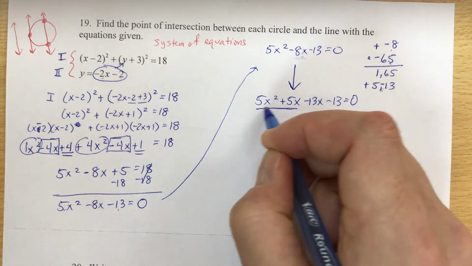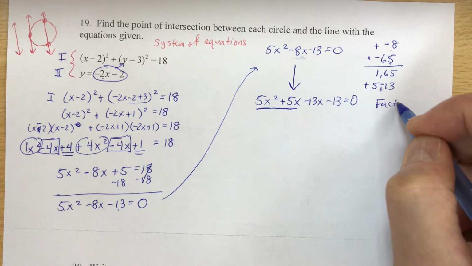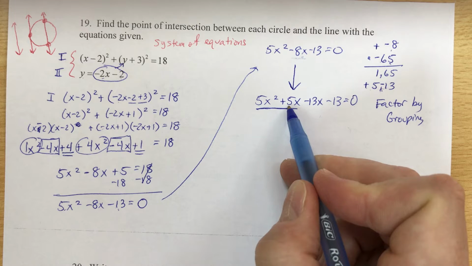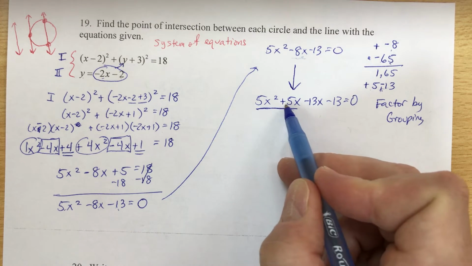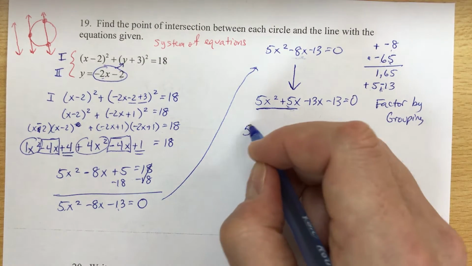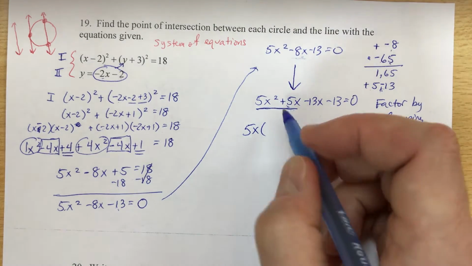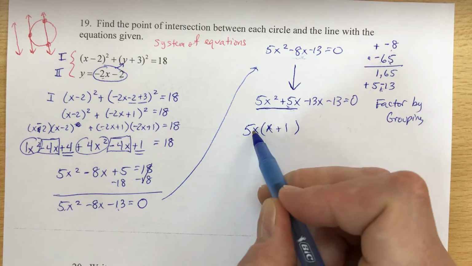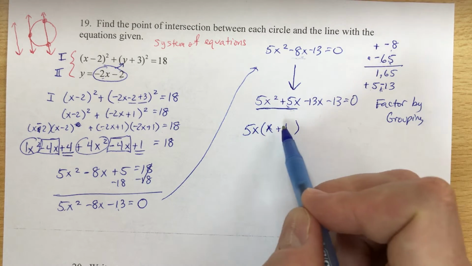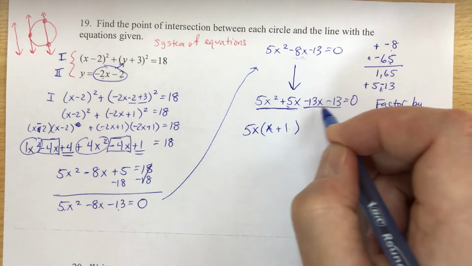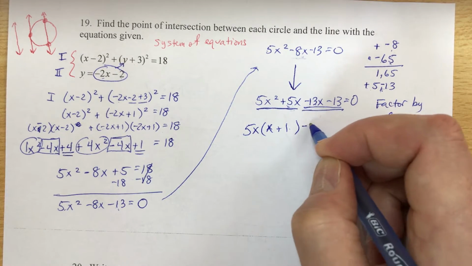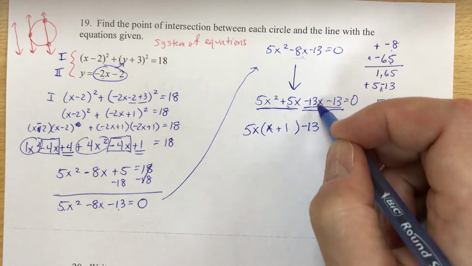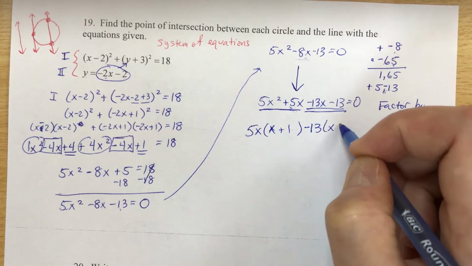Now, I'm going to factor by grouping. I'm going to group the first pair of terms together and factor out the greatest common factor, which is both of these can be factored by 5x. So I pull out a 5x, which leaves us with x plus 1. 5x times x is 5x squared. 5x times 1 is 5x. In the second pair of terms, both of these can be divided by negative 13. So I'm going to factor that out, which leaves us, if I divide by negative 13, we get 1x plus 1.